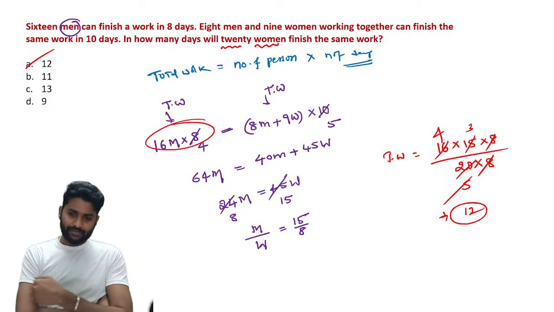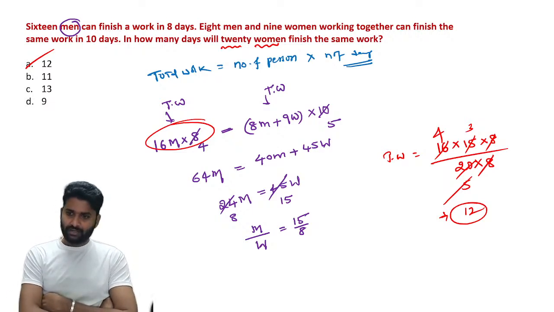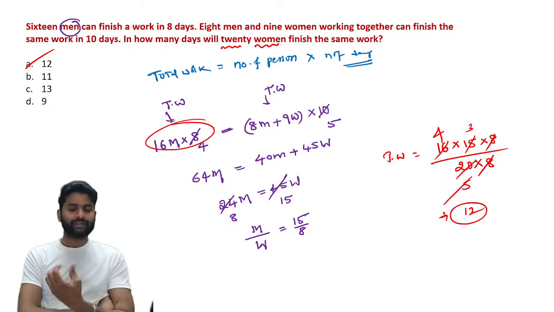So this one is a different concept. Clear? Here the total work depends on the number of persons and the number of days. If you multiply them together, you will get the total work.